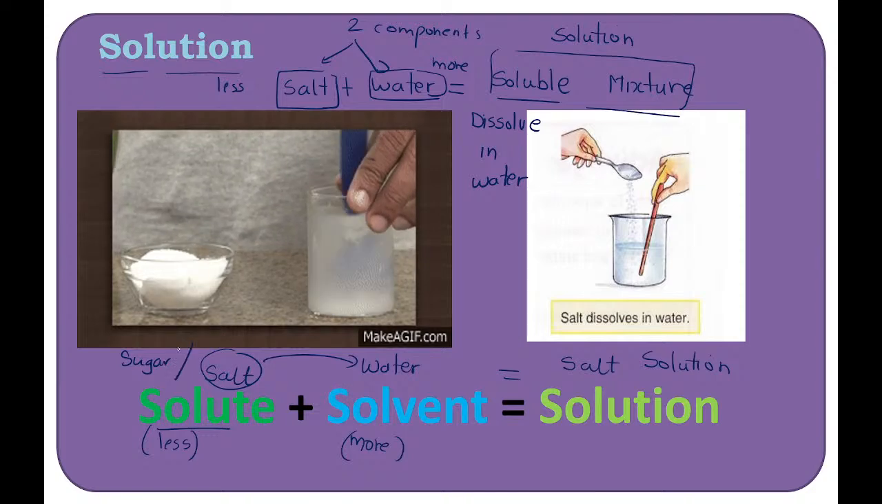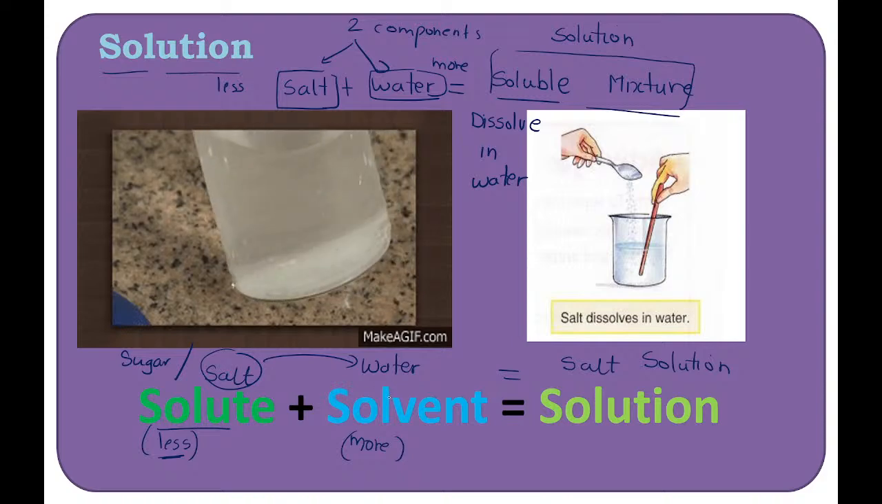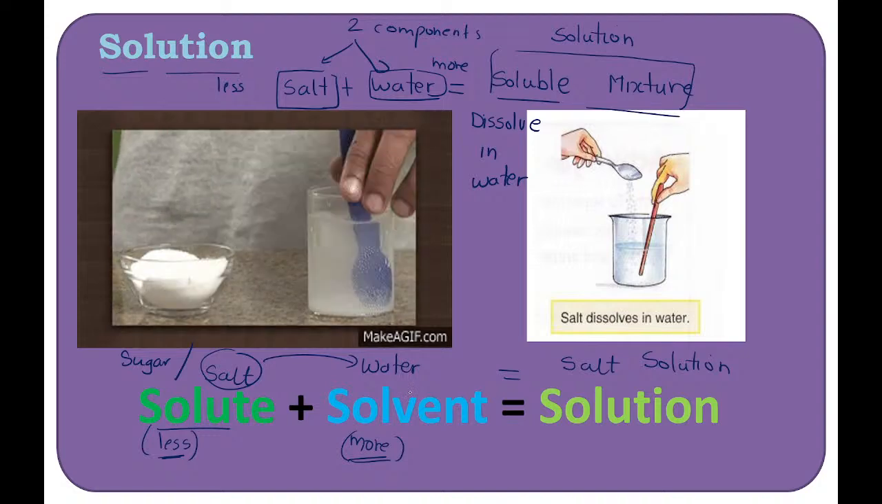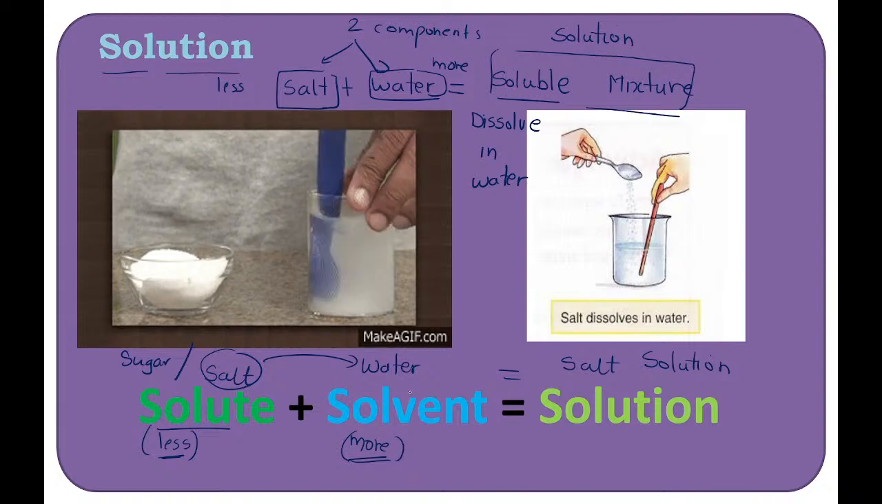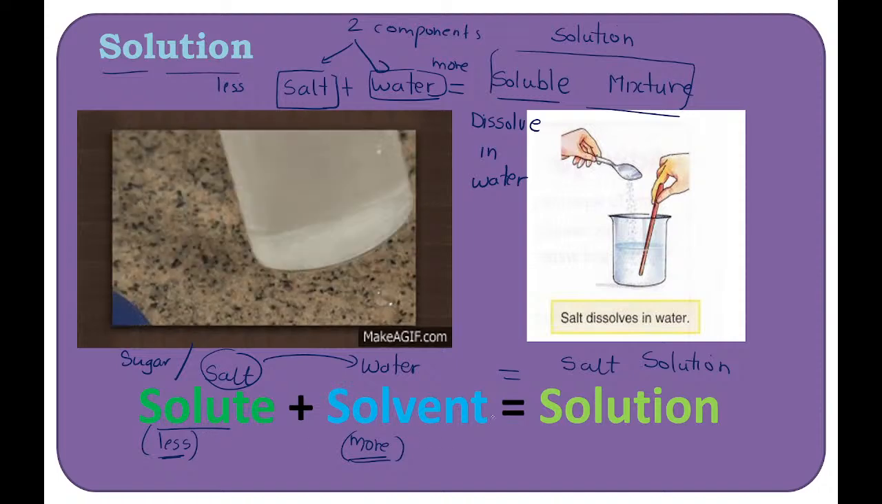So that component of a mixture which gets dissolved in the other component is called the solute, which is always present in less amount. What is a solvent? That component of a mixture which is present in large quantity and which dissolves the other component. So water is that component which will make the salt dissolve in it. So a solution is made up of solute and solvent.